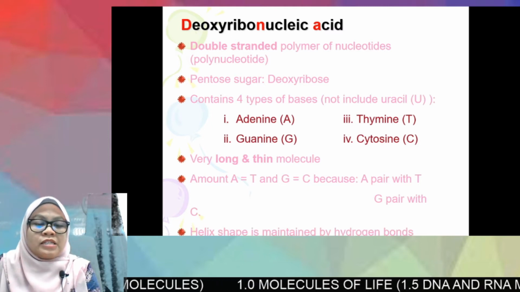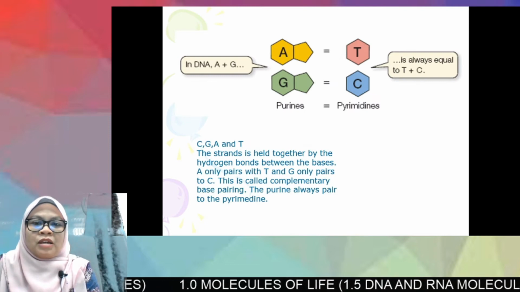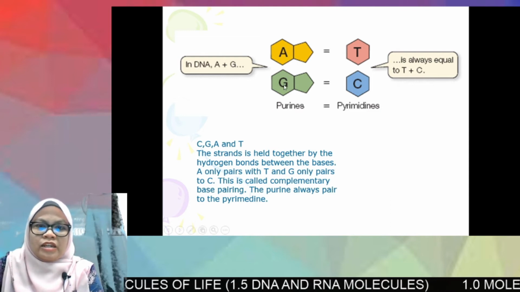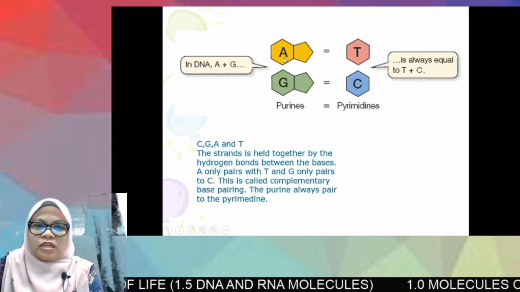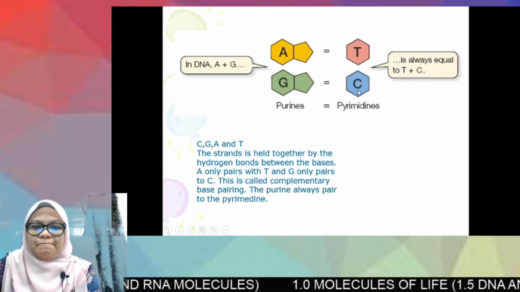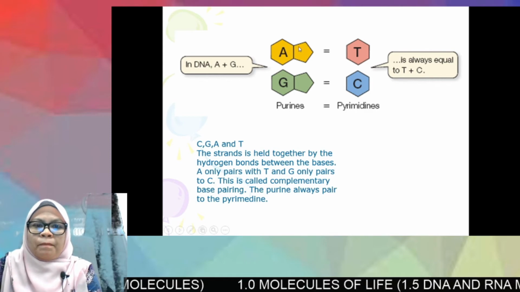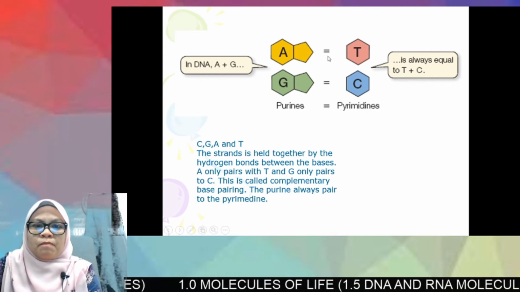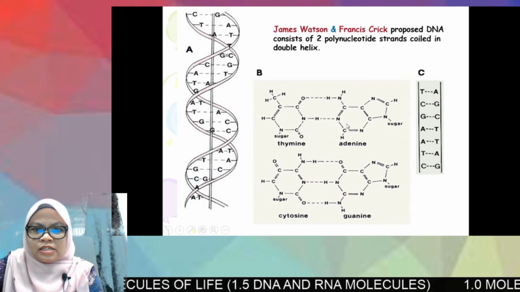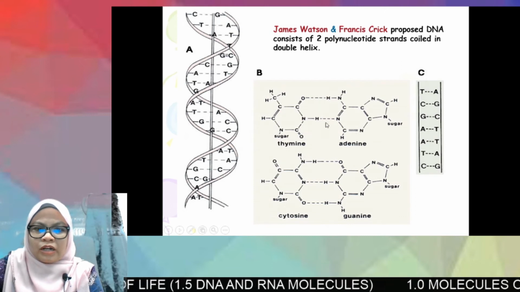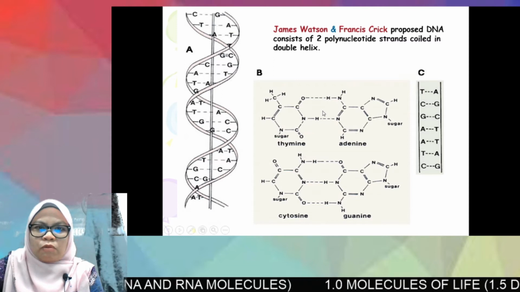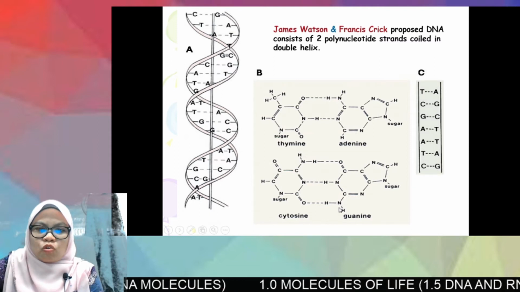So DNA is in a helical shape. The helix shape is maintained by hydrogen bonds. This shows the purines, which are adenine and guanine, with their pairs. Adenine pairs with thymine, guanine pairs with cytosine. How do they pair up? By forming hydrogen bonds. Look here, this is thymine, this is adenine. They form hydrogen bonds. Thymine and adenine form 2 hydrogen bonds. Cytosine and guanine form 3 hydrogen bonds.